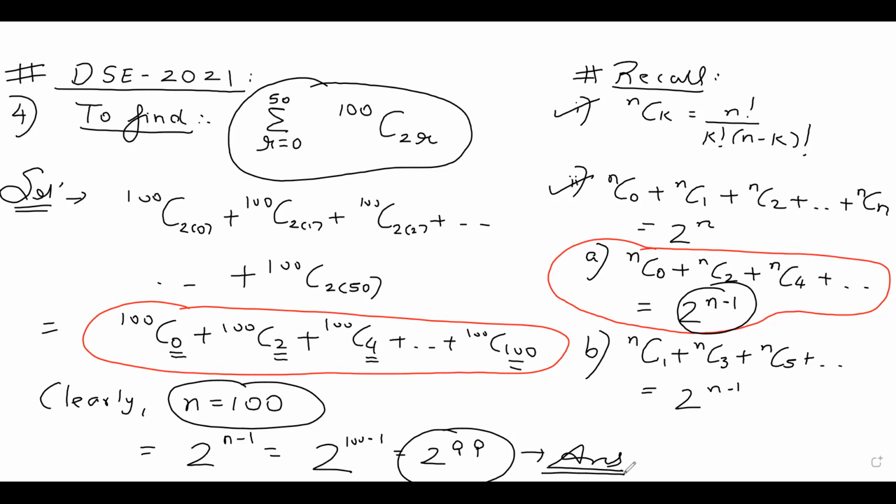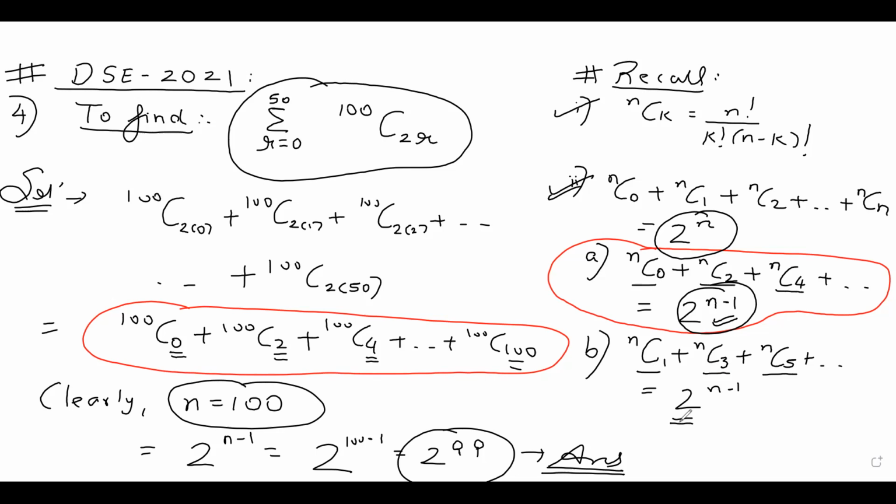So I'm revising the solution again. The objective was to find out summation as R goes on from 0 to 50, 100 C2R. We have used the properties we had learned in combinations, that NC0 plus NC1 plus ... NCN is equal to 2 to the power n. If I take all the even numbers, NC0, NC2, NC4 and so on till n, it's 2 to the power n minus 1. If I take all odd numbers, NC1, NC3, NC5 till n, again the sum is 2 to the power n minus 1.